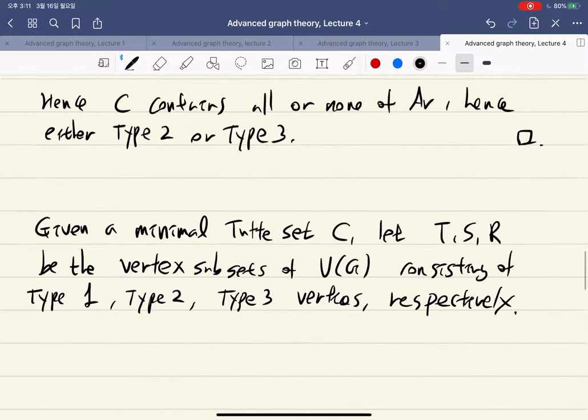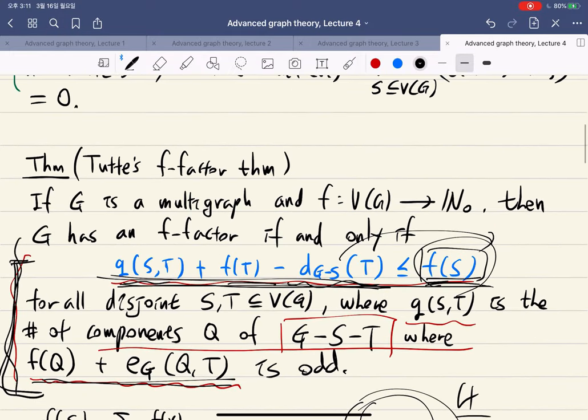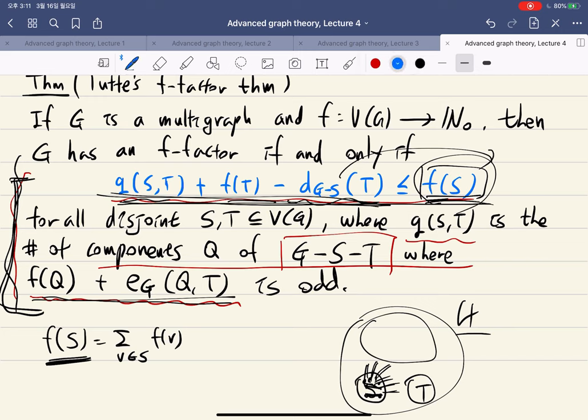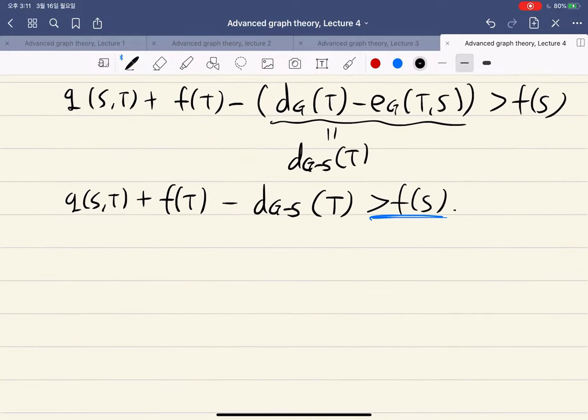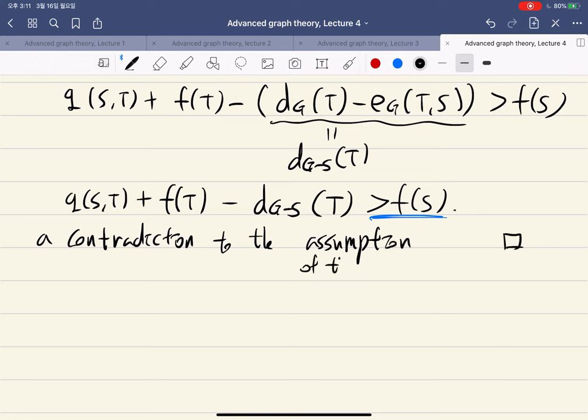But what was the condition that we assumed? We assumed that that expression is smaller than or equal to F(S). So this is directly a contradiction to the assumption. So this contradiction means that in H, the Tutte condition is satisfied. So we have a perfect matching in H, which translates into an F-factor in G. So this proves the F-factor theorem.